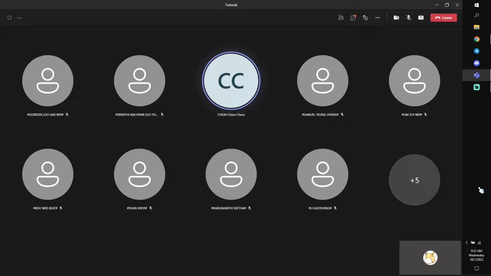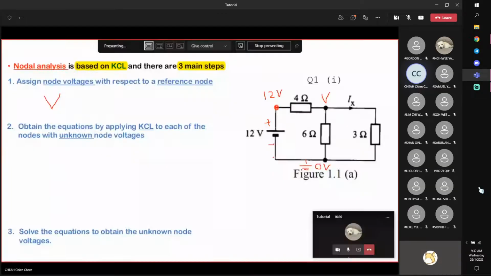Therefore, this node voltage. Hello, Prof. We can't see your screen. Okay. I thought I've just shared it. Any problem, just let me know. Now, is it okay? Yes, you can see it now. Thank you. That's good. Let's start all over again.